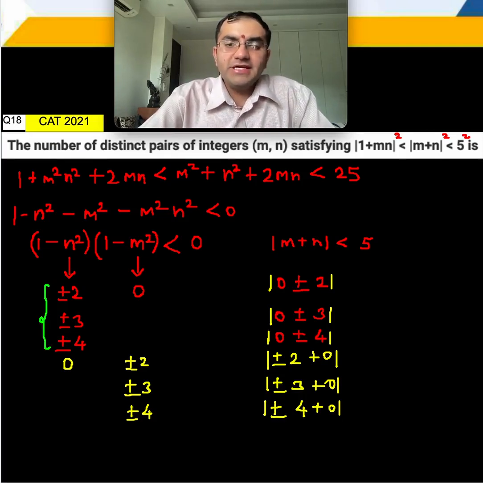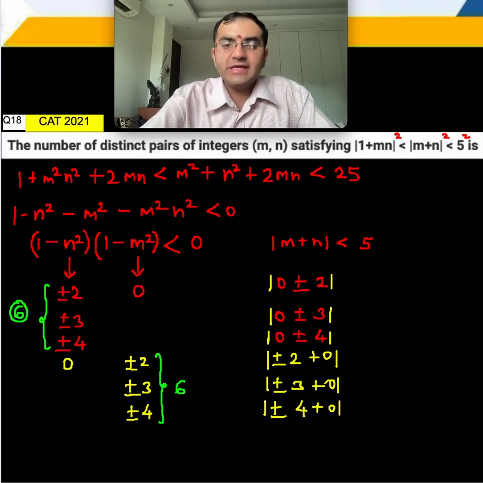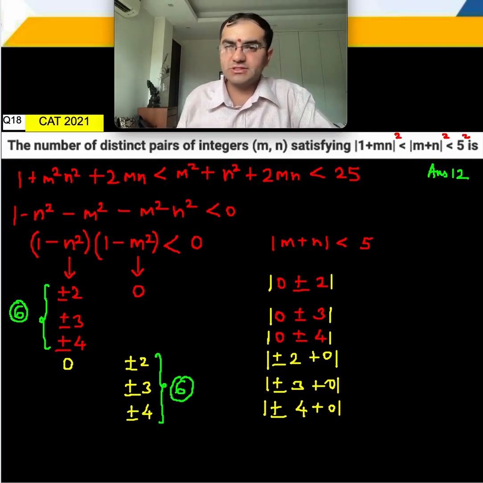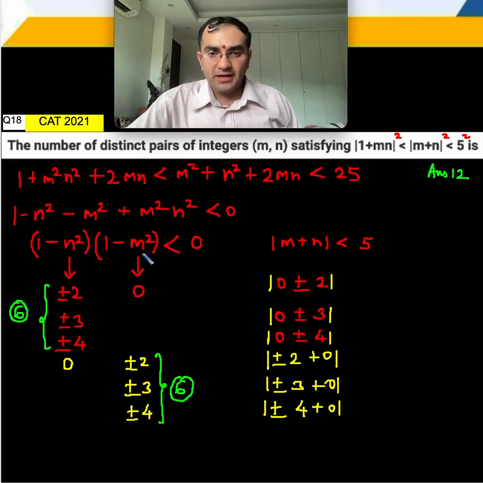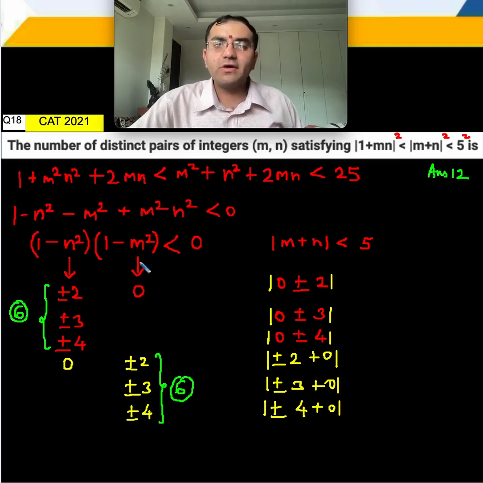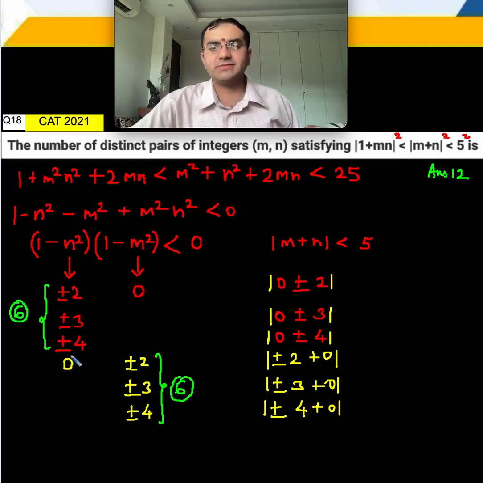These are 6 values, 6 solutions for m equal to 0. 6 solutions for n equal to 0. Therefore 6 plus 6, you get a total of 12 solutions for this question. And this one here was plus. And if I were trying for m as 0, m as plus minus 1, it's not satisfying. When I'm trying for m as plus minus 2, I have already taken that here. And plus minus 3, plus minus 4.